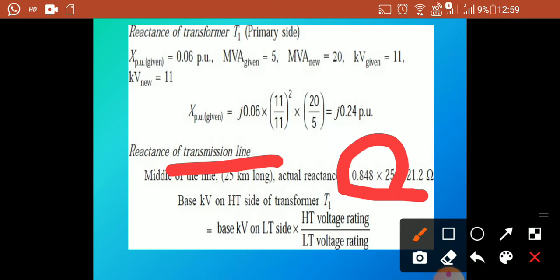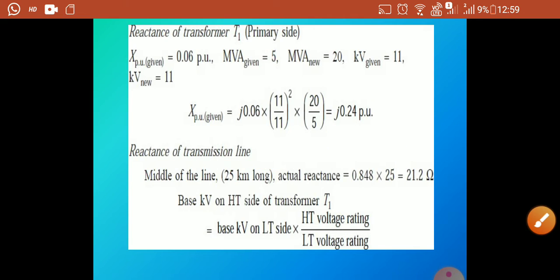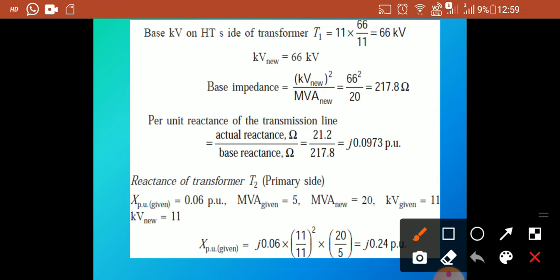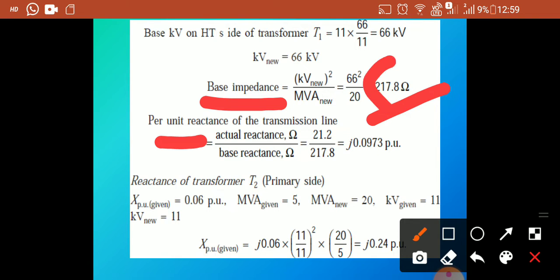Then for the reactance of the high side of transformer 1, the formula is given. We have to solve it, and this is the value. So the base impedance formula is given. The per unit reactance is actual impedance divided by base impedance. The transmission line impedance value is given in the question, and the base impedance value we have already calculated. So on dividing these two values, we will get this answer.